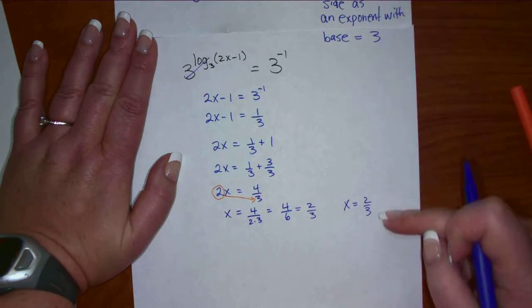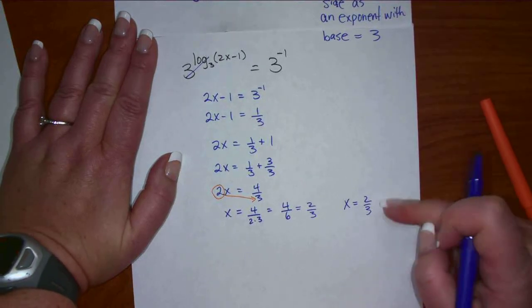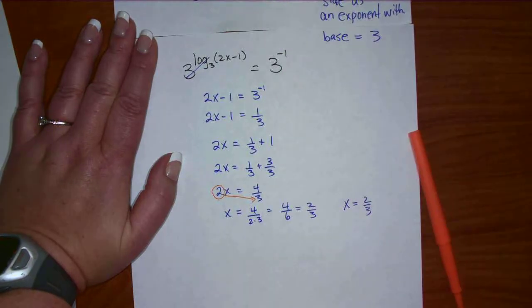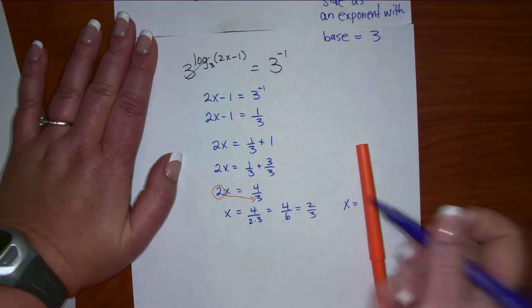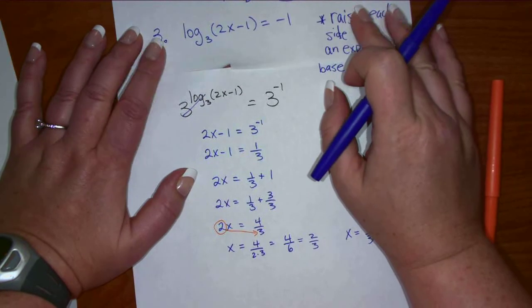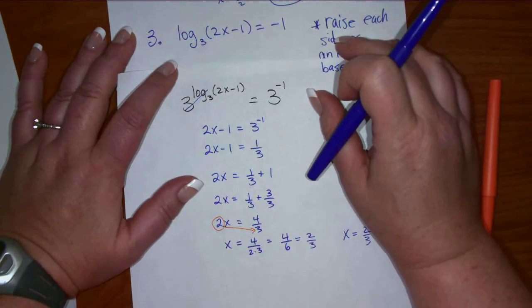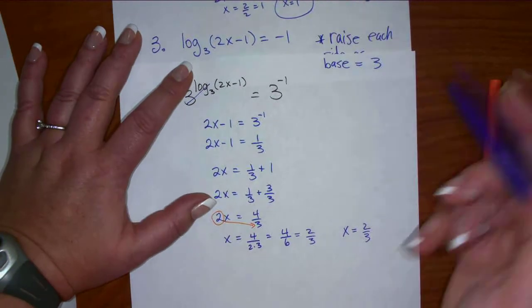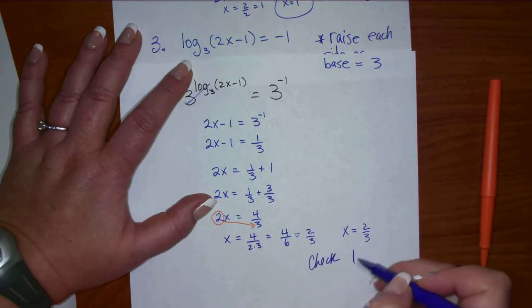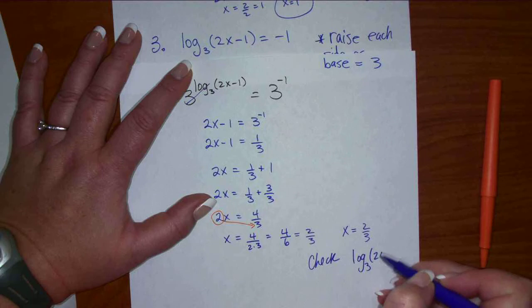So your question is what? Before we decide that's the answer, if there's a log in the original question, or square root, you have to check your answer. So was there a log in the original question? Yeah. So we go back all the way to the original before you changed it at all, and you want to check that answer. So our original question was log base 3 of 2x minus 1.